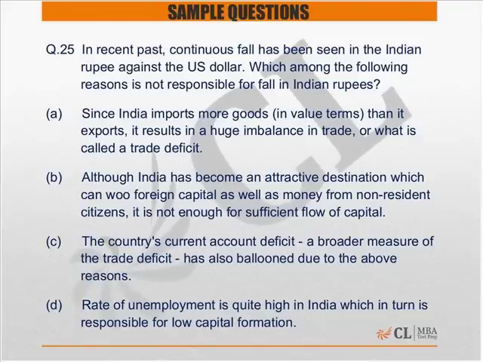C. The country's current account deficit, a broader measure of the trade deficit, has also ballooned due to the above reasons. Exactly. Hence, option D is correct. High rate of unemployment is not responsible for fall in Indian rupees against US dollar. Just to give you a brief view about the reasons: huge trade deficit, lower capital inflows, high current account deficit, devaluation pressure, low growth and high inflation, and rupee speculation.